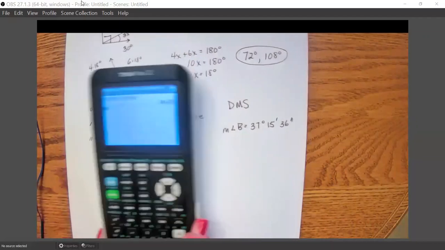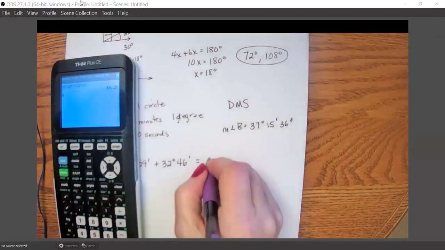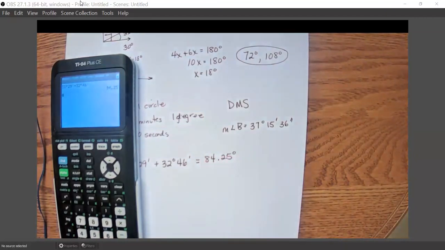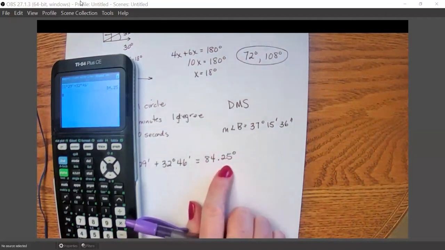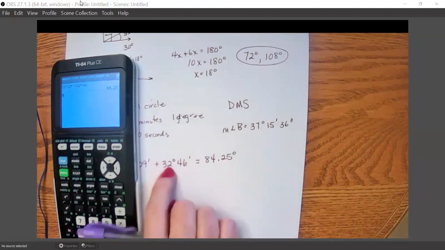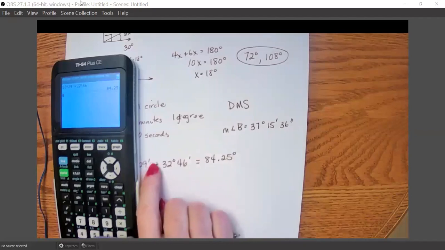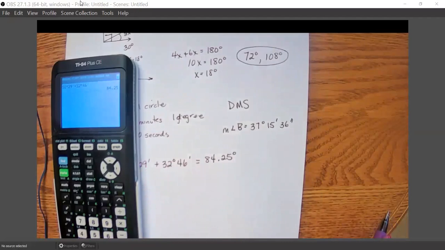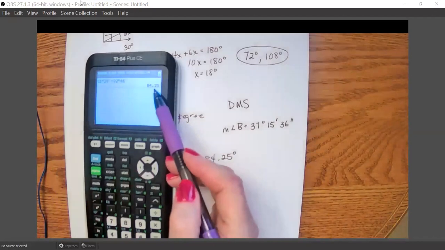And the calculator is going to come up with decimal degrees. So this is going to be 84.25 degrees. This is considered decimal degrees. As you can see, the answer is in decimal form. This is considered degrees, minutes, seconds, that notation, DMS. Since our question was given in degrees, minutes, seconds, we want our answer to also be in degrees, minutes, seconds. So the graphing calculator can convert the previous answer to degrees, minutes, seconds.